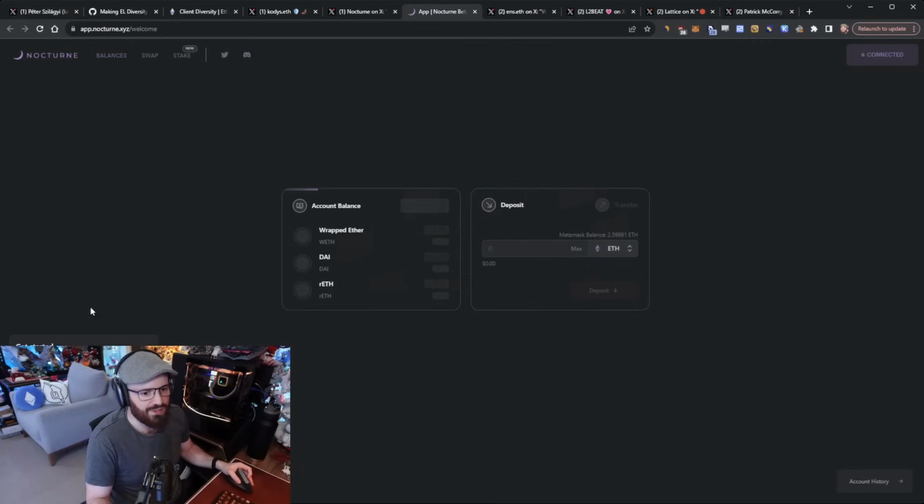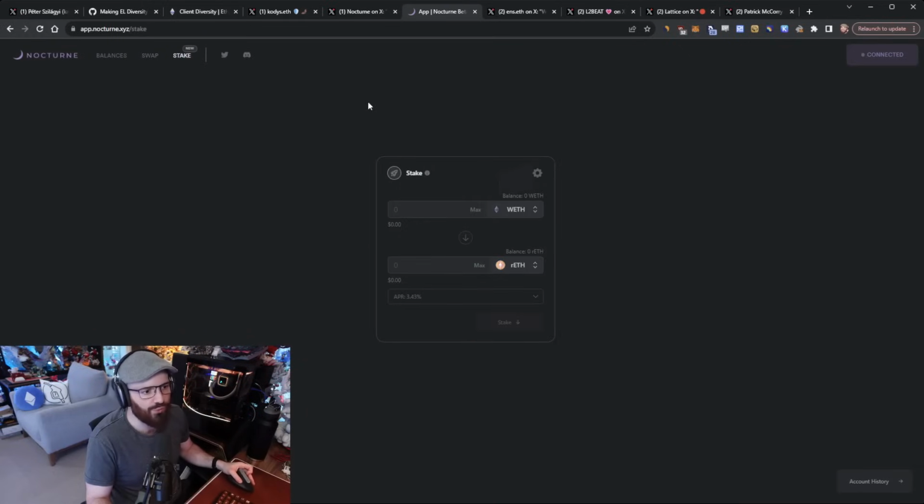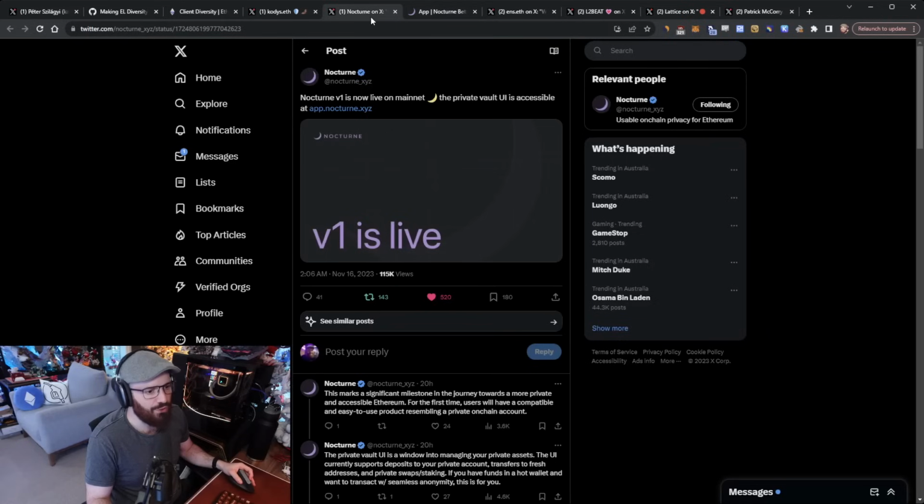If I click on balances, it'll show me if I deposit funds. I can kick off my journey by depositing some ETH. I can swap, I can stake, I can do all this good stuff here. It's pretty cool that I can stake in a private way as well. But yeah, you can go play around with this yourself. I'll link it in the YouTube description below.